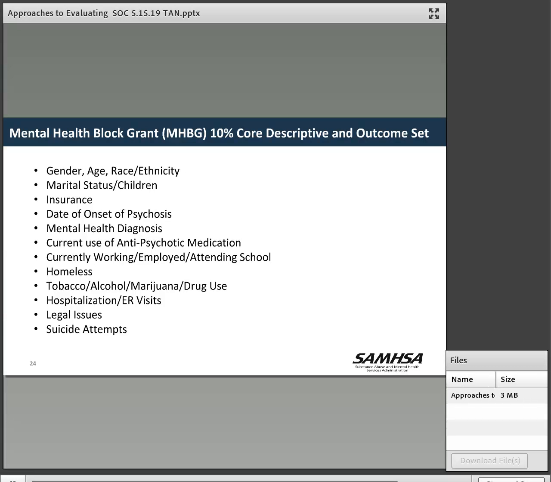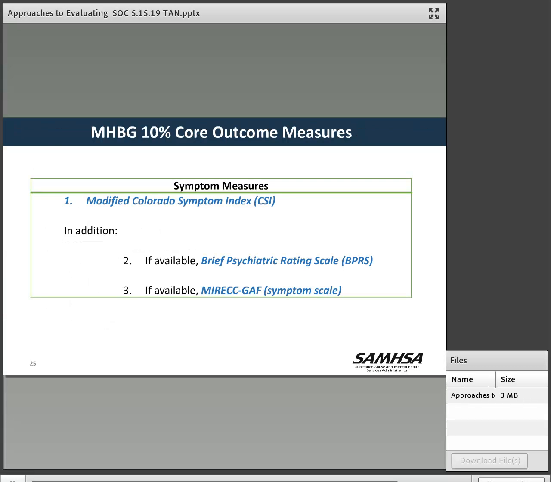In the Mental Health Block Grant, we have a set of core descriptors, and we have something like that on the CMHI as well. They're the ones you would normally see. You can see that there's age, race, ethnicity, marital status, homeless status, school, employment, mental health diagnosis, legal issues, suicide attempts. It's a good list of core descriptive measures that we found the programs we worked with were all able to implement jointly.